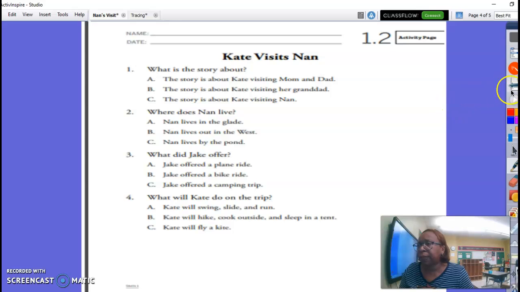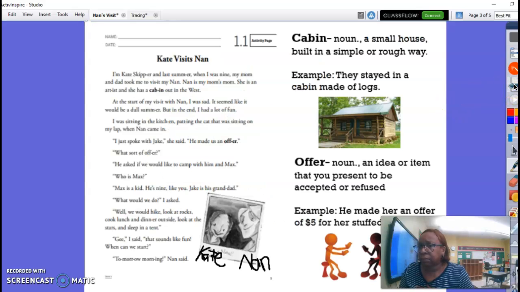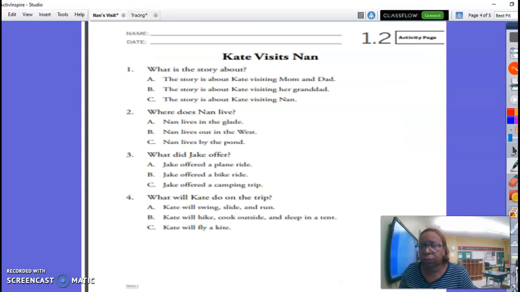That's when you have to go back into your text and see what they said. They said, my mom and dad took me to visit Nan. Well, that looked like something that I need to underline because that seems important. So the story is about what? Kate visiting Nan. So then you're going to circle that.